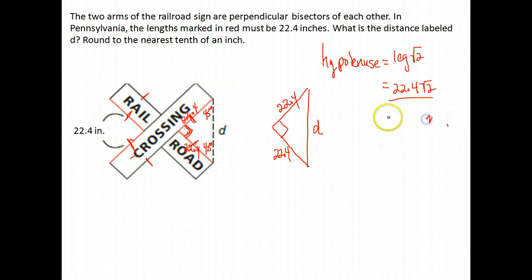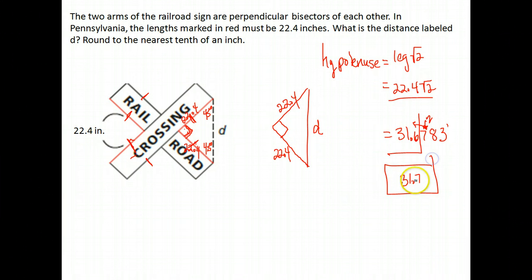And when I do, I get 31.6783. It wanted rounded to the nearest tenth, which is one place after the decimal. I look at that next number. 7 is larger than 5, so I'm going to round up. So I get 31.7. Round my 6 up to a 7.